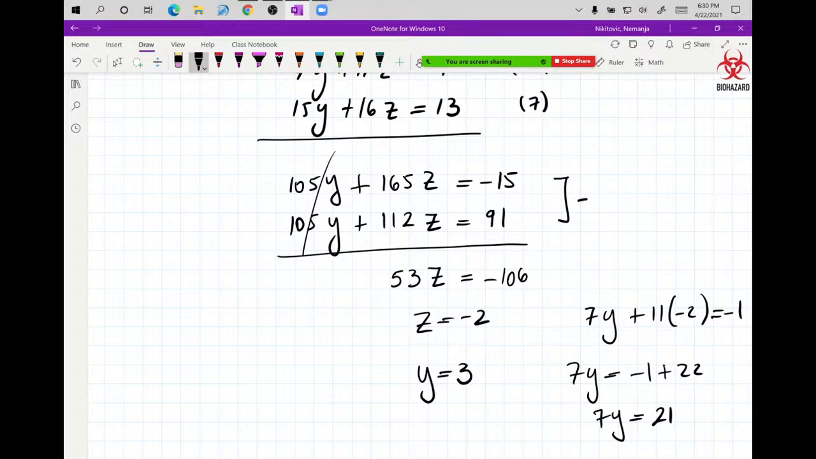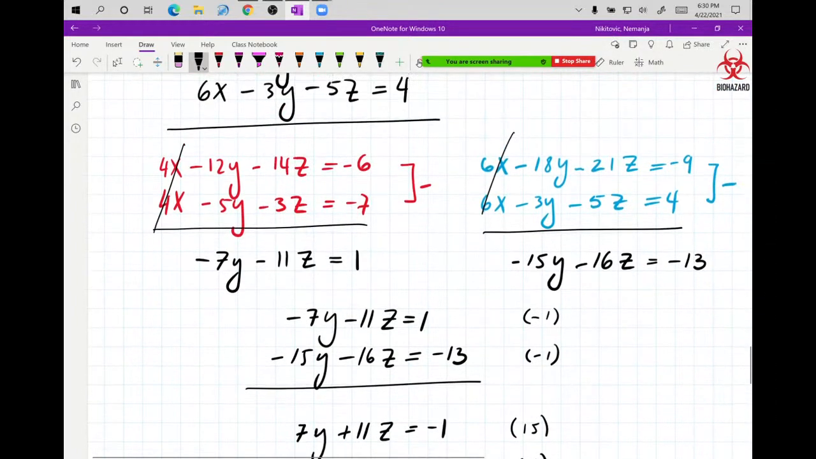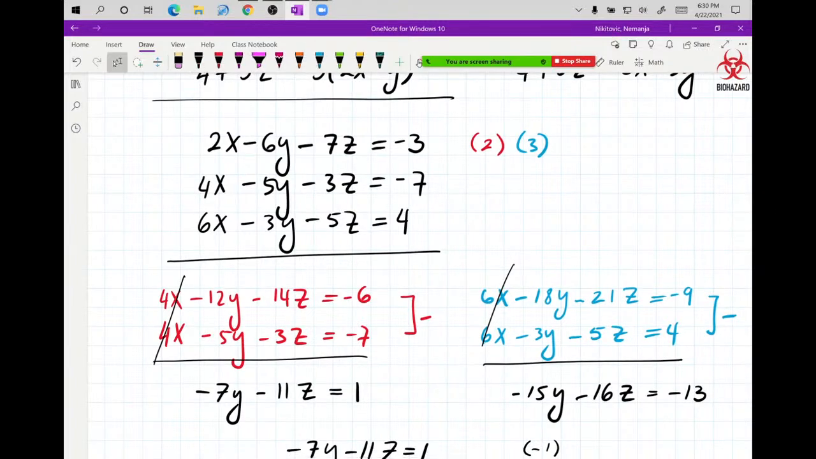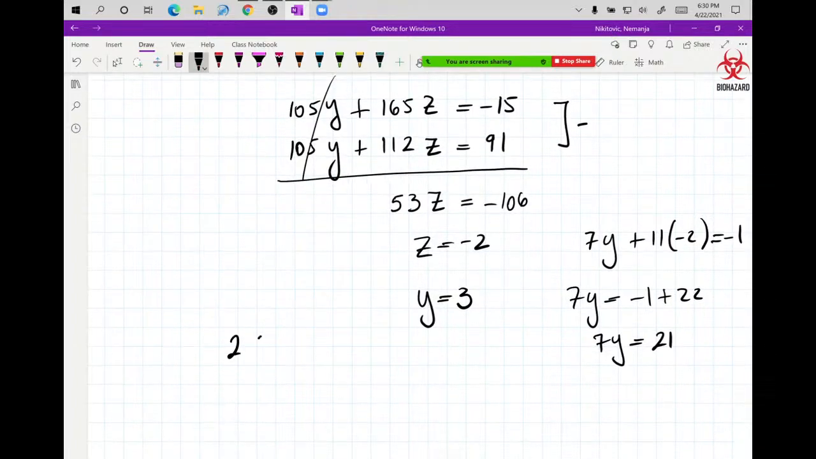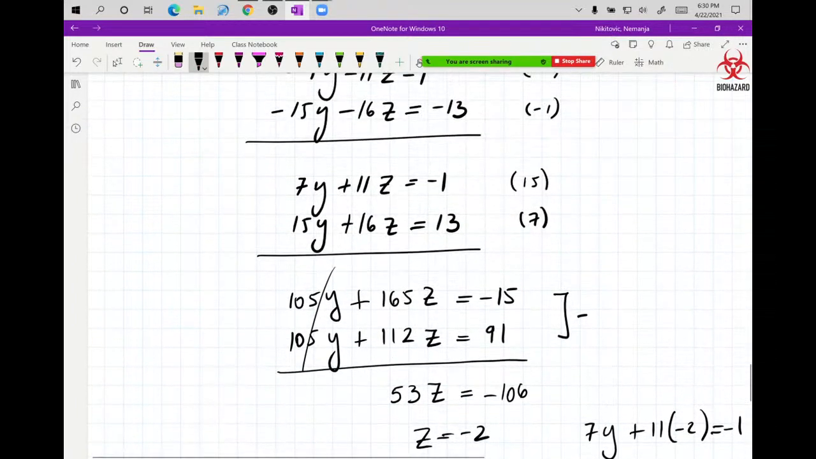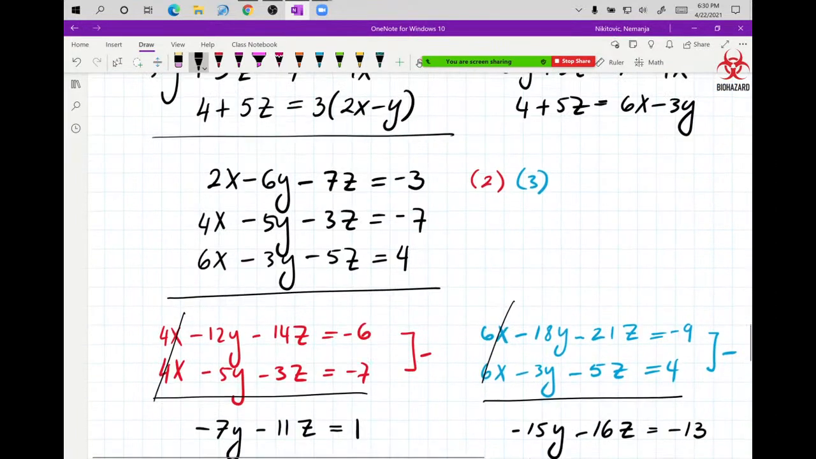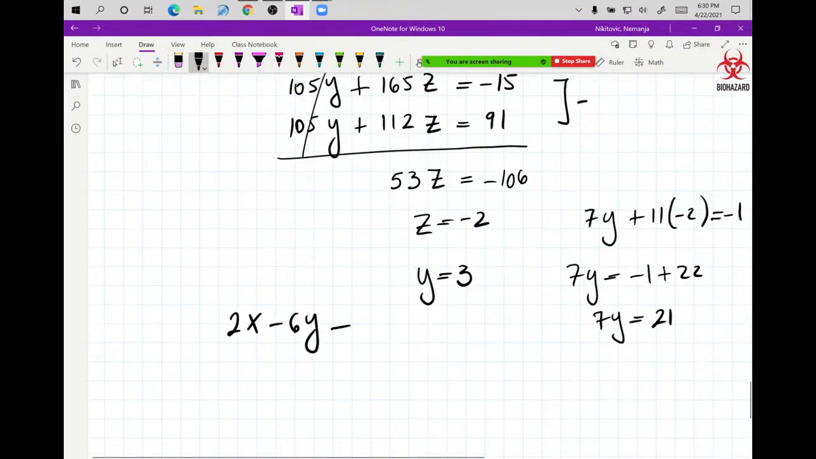And now for x, use any equation from the beginning of the system. We can use the first, second, third, it doesn't matter. First, because we're just going to divide by 2. So 2x minus 6y minus 7z equals negative 3.